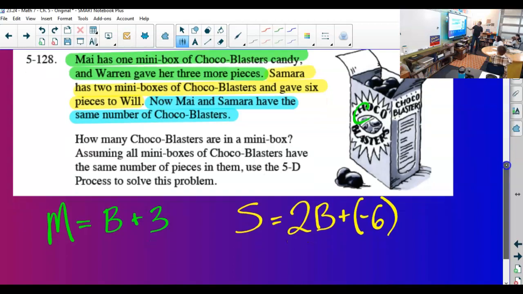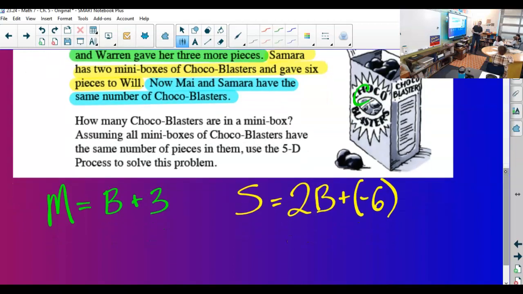Raiden, you know how many Choco Blasters are in each box? Because you look like you're bored right now. You're trying to cut your paper with your eraser. But either way, I think this is more important than that experiment.